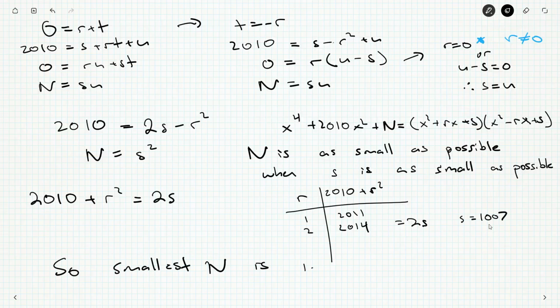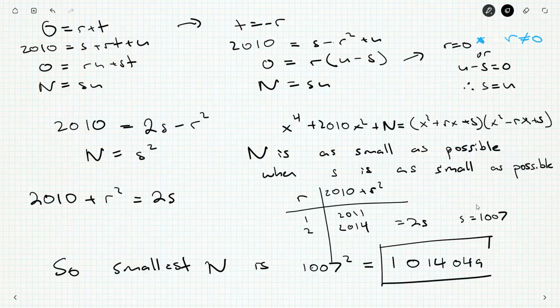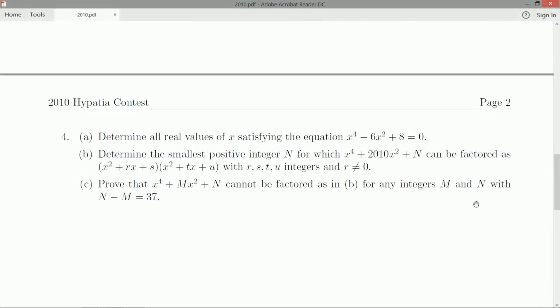So our smallest n is 1007 squared, which is 1. It's going to end in a 49. There'll be a 0 here, a 1, 4, and I think a 0 there. No sense in doing that in my head. I can just grab my calculator and do it. 107 squared, 1014049. Hey, I'm feeling good. So this is my smallest n. Okay, pretty big actually, but it's the one that satisfies our constraint.